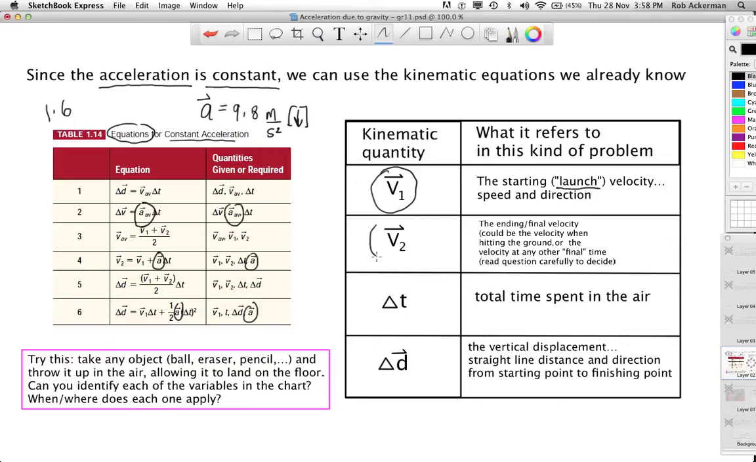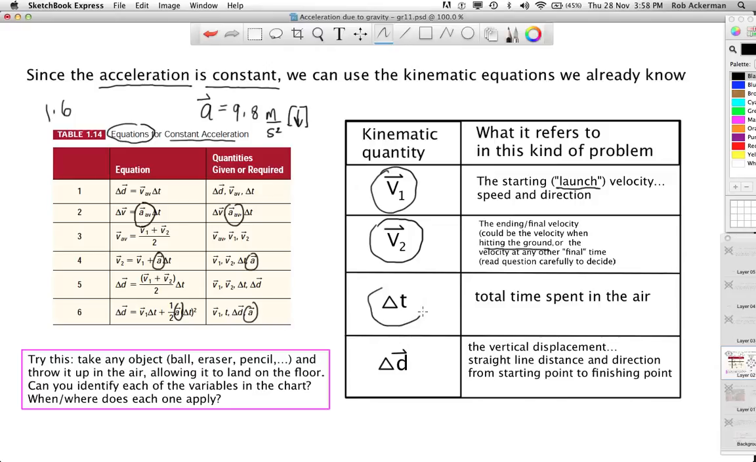Okay? A V2 would be a final velocity, and this could mean any number of things. It could mean the very final velocity, like when the object hits the ground, perhaps. Or it could mean any other final time. For example, you're going to see a question today where we're going to calculate what's called the maximum height of a ball thrown in the air. And since we know the starting velocity, therefore the final velocity will have to be at that point where the ball reaches its maximum height. So V2 is not always when the ball impacts the ground. It's just not the initial velocity. It's the velocity at any other time where we're curious to know something about the motion. You have to read the question carefully to decide.